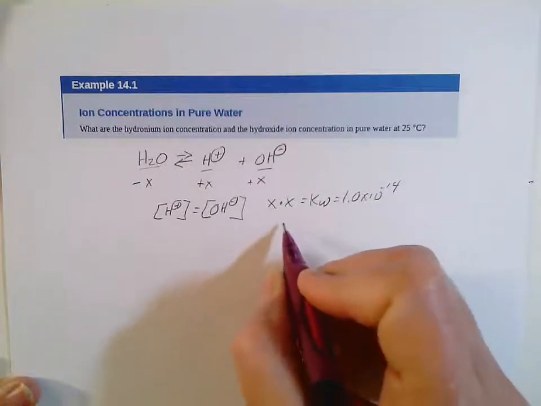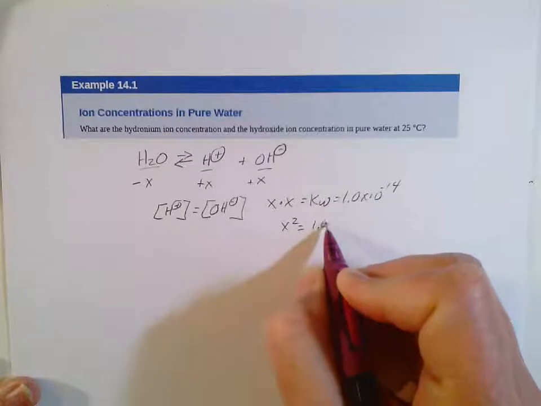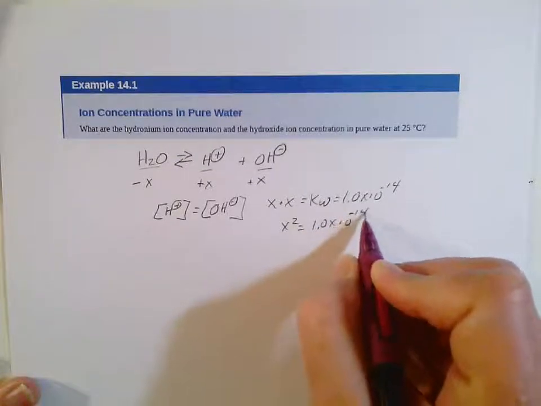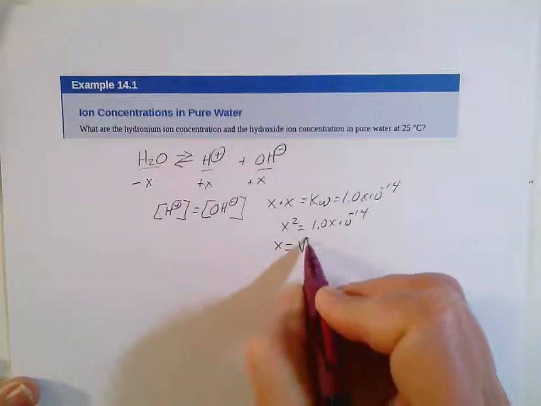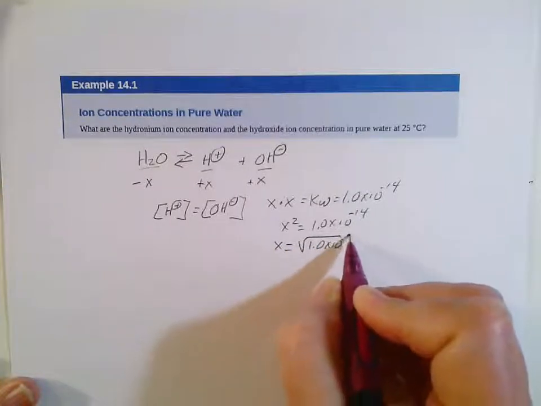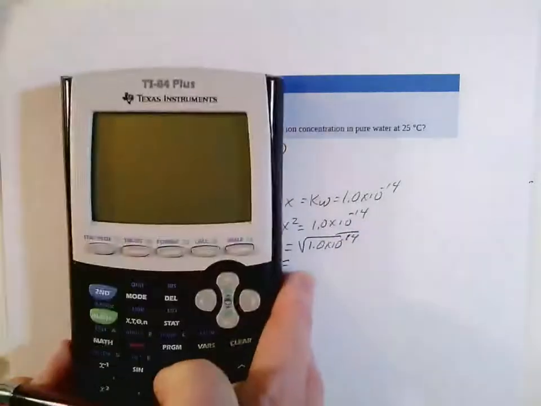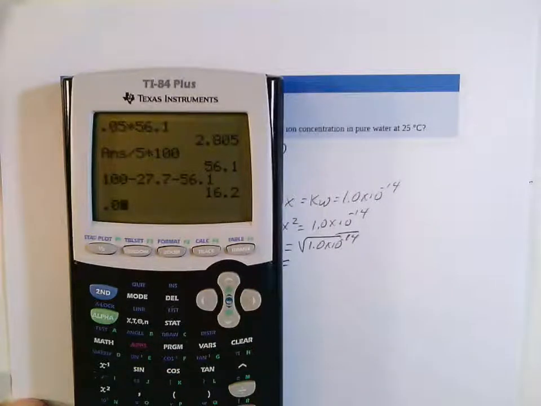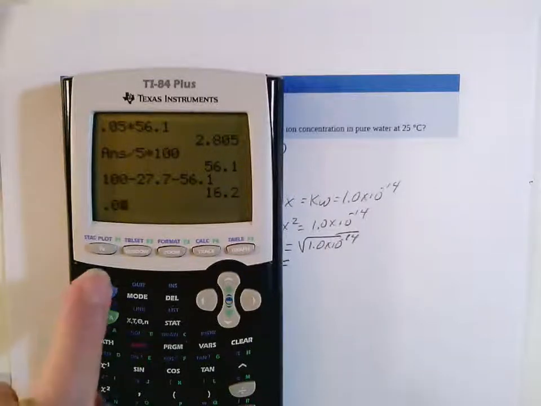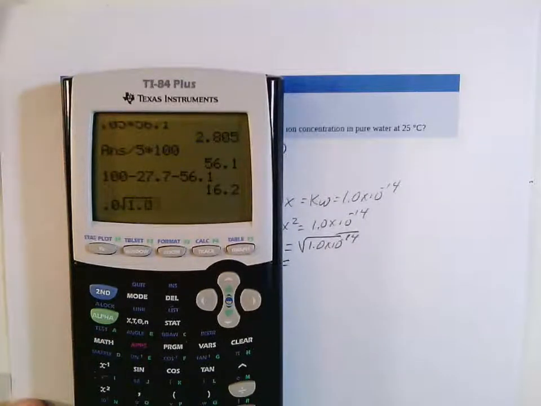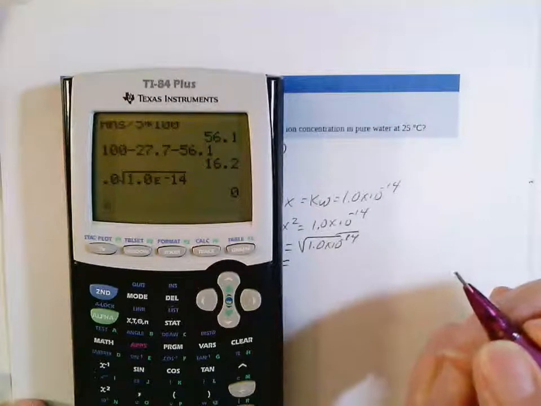So that means that X squared is equal to 1.0 times 10 to the negative 14th. So X would equal the square root of 1.0 times 10 to the negative 14th. And when you put that into your calculator, you would start by putting in the square root sign, and that's above the squared sign right up there. So I'm going to hit the blue button, square root, 1.0, second EE. Again, remember you can't use times 10. You have to use the EE. I'm going to put negative 14.